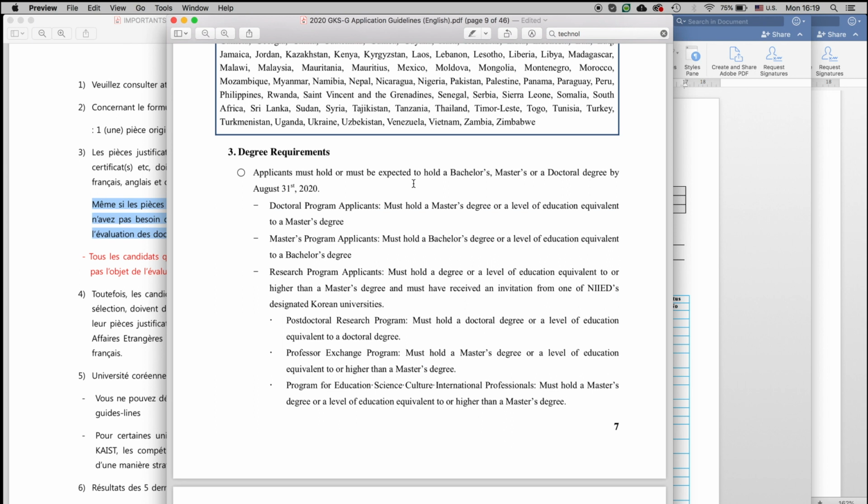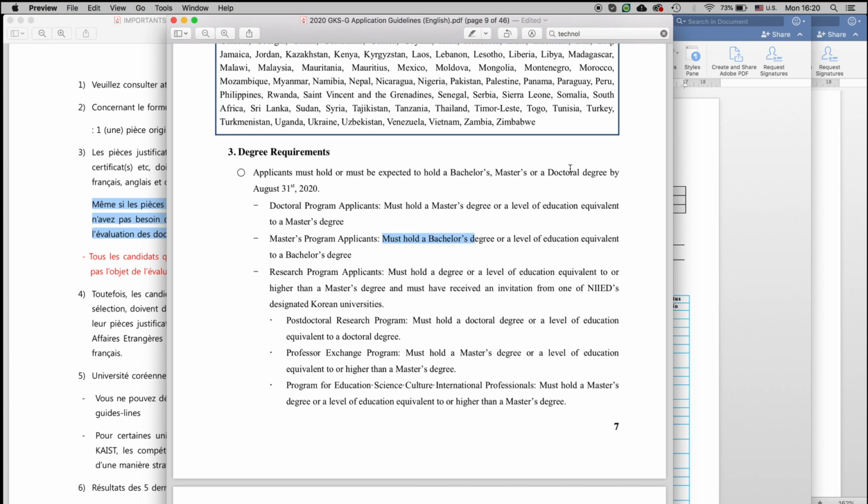And what are the requirements regarding the degree? What type of degree is asked for? If you want to go for the doctoral program, then you must already have a master's degree. If you want to apply for a master's degree, if you want to go to Korea to study for a master's, then you must already have a bachelor's degree. Don't apply if you don't have a bachelor's degree.